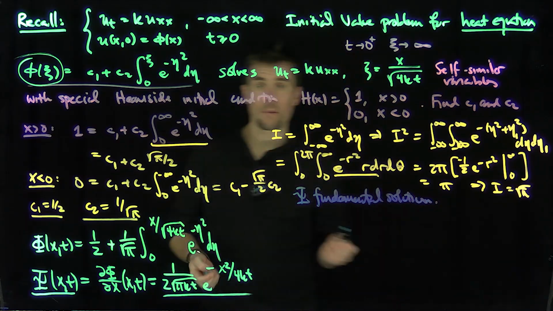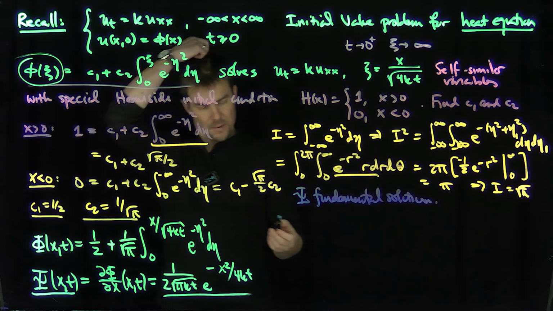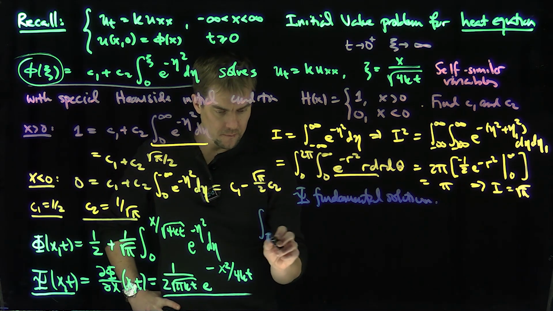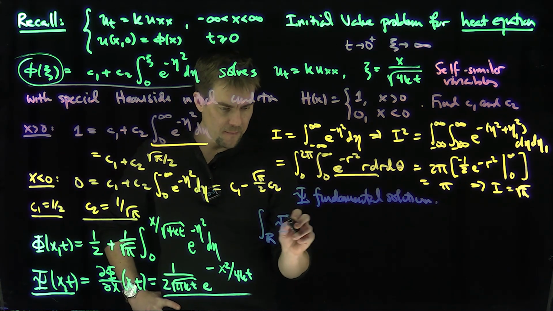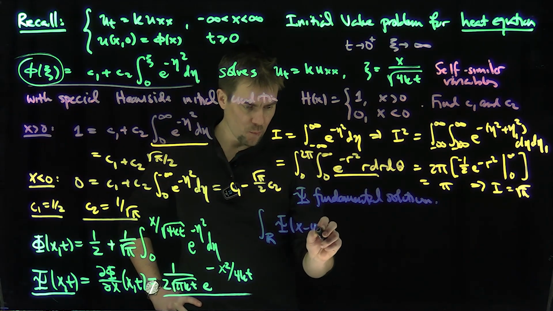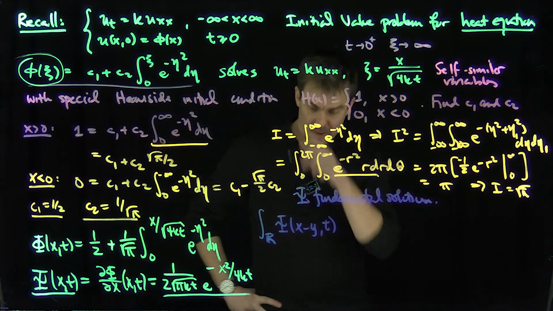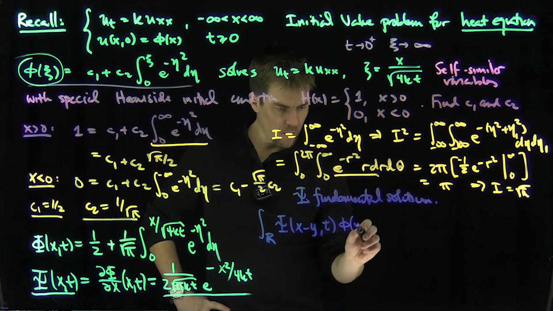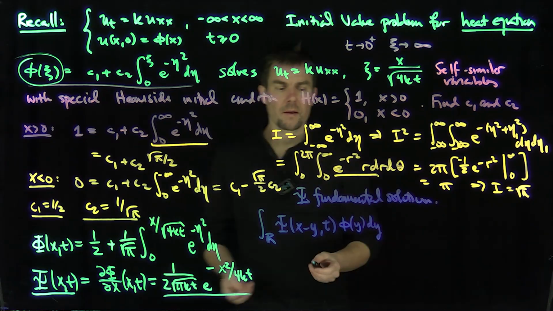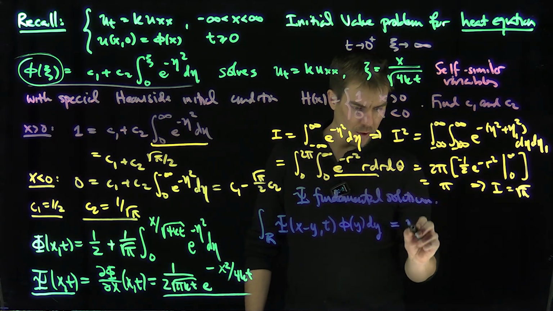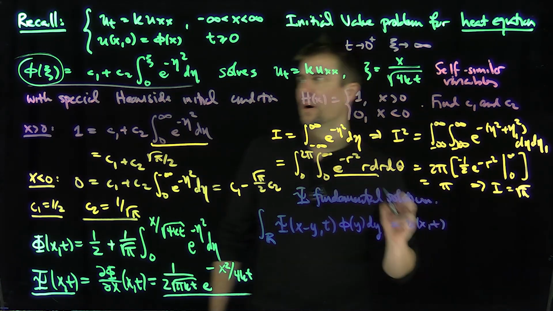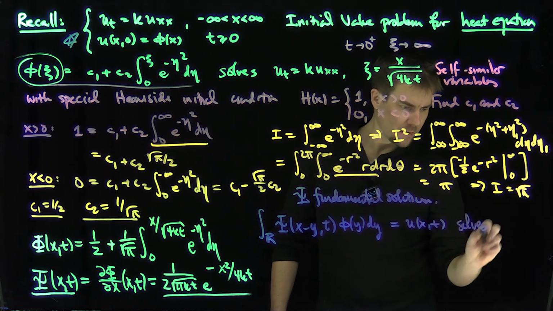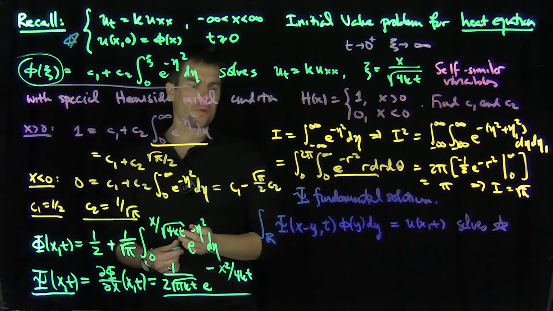Okay? Now what do I mean by that? I mean the following. If we look at this integral over here, so if I look at the integral over R of psi of x minus y comma t, with an arbitrary function, let's say little phi of y dy, then this function, which I'm going to call u of x and t, I claim that this solves star. Okay? Now how do I know that?